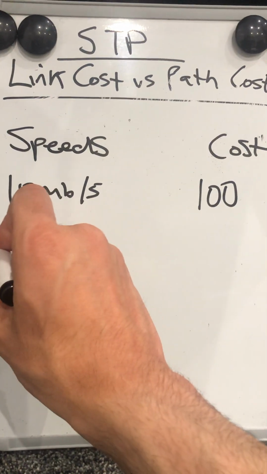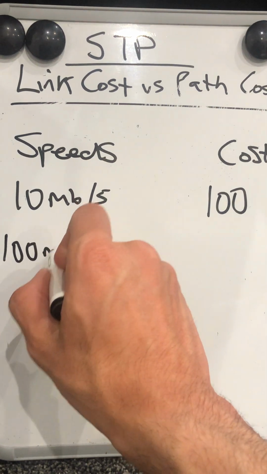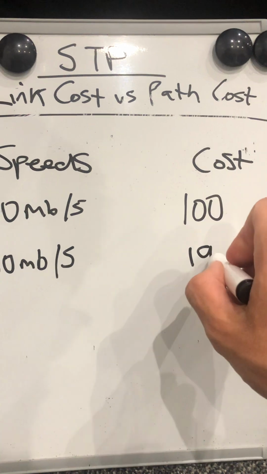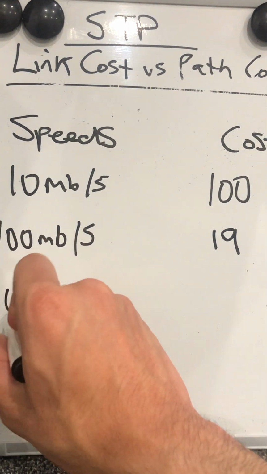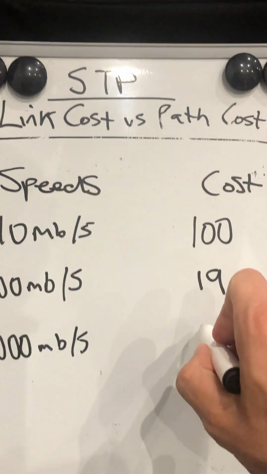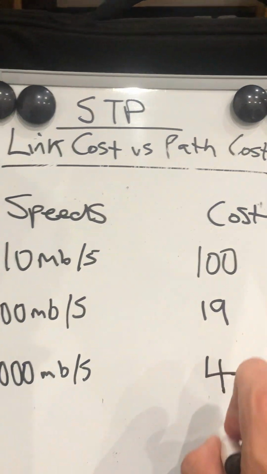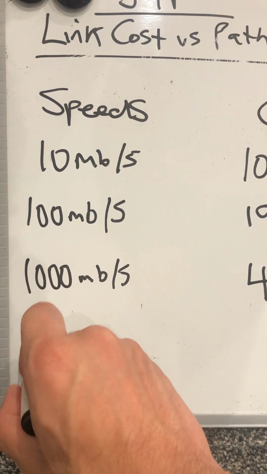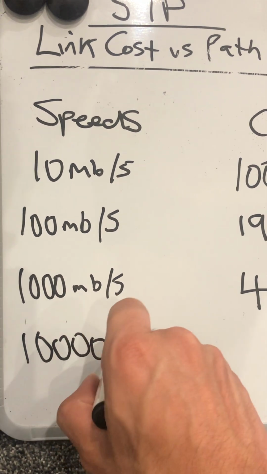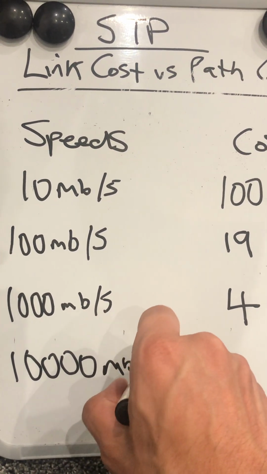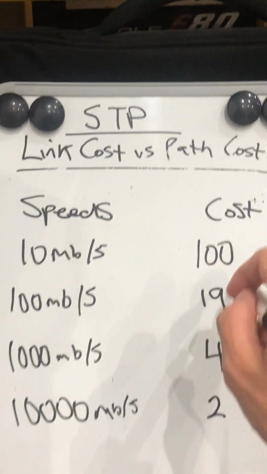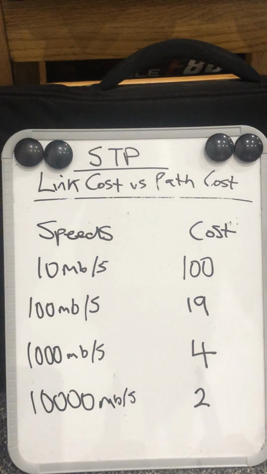Then 100 megabits per second, fast Ethernet, has a cost of 19. Gigabit Ethernet, or 1000 megabits per second, has a cost of 4. It's very important to remember these different speeds, guys. And 10,000 megabits per second, or 10 gig Ethernet, has a cost of 2. So 100, 19, 4, and 2. These numbers are very important to understand.